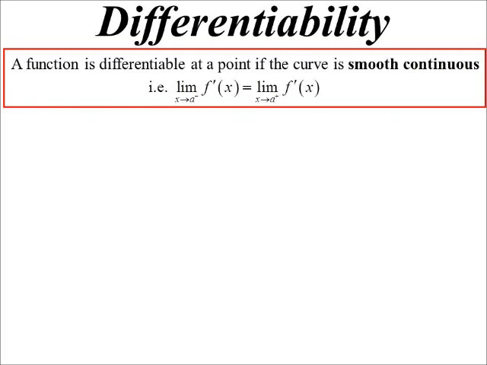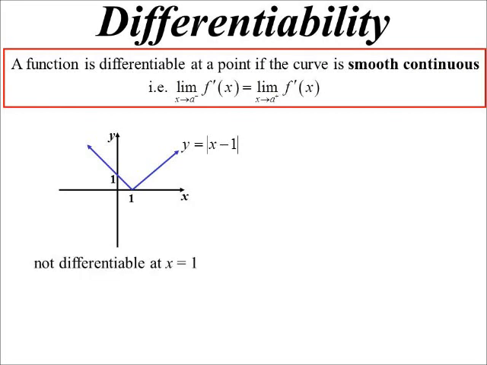So if I have this absolute value curve, which is continuous, there's no question about that, but it's not smooth continuous. It's got a sharp point, which means, look, at x equals 1, this curve is not differentiable, because how do you draw a tangent at that sharp point? Where would you put the tangent? Because if we come from the left-hand side, we'd have a slope of -1, but if we come from the right-hand side, we have a slope of positive 1.